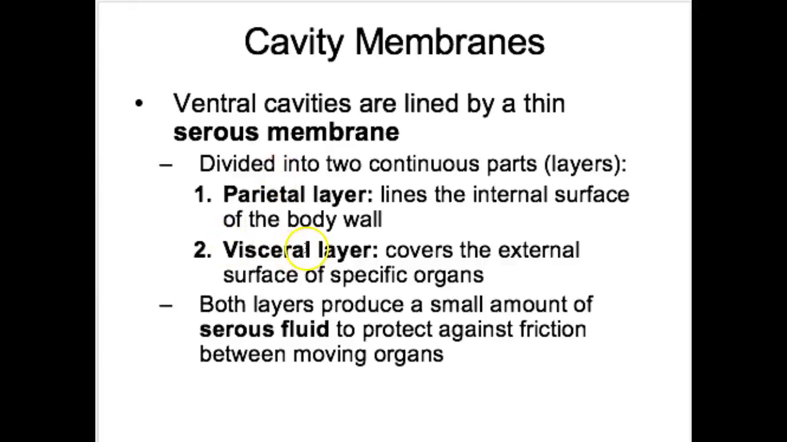So viscera, what do you think of when you think of the word viscera? For me, I think of intestines, I think of guts, and that's pretty accurate for this. It's going to directly cover the organ itself. Parietal has a word root that means wall, and it's going to line the internal surface of the body wall. You're going to see the word parietal in a few different contexts, so internalize the phrase wall. Parietal equals wall. So on your heart, the visceral layer covers the heart itself.